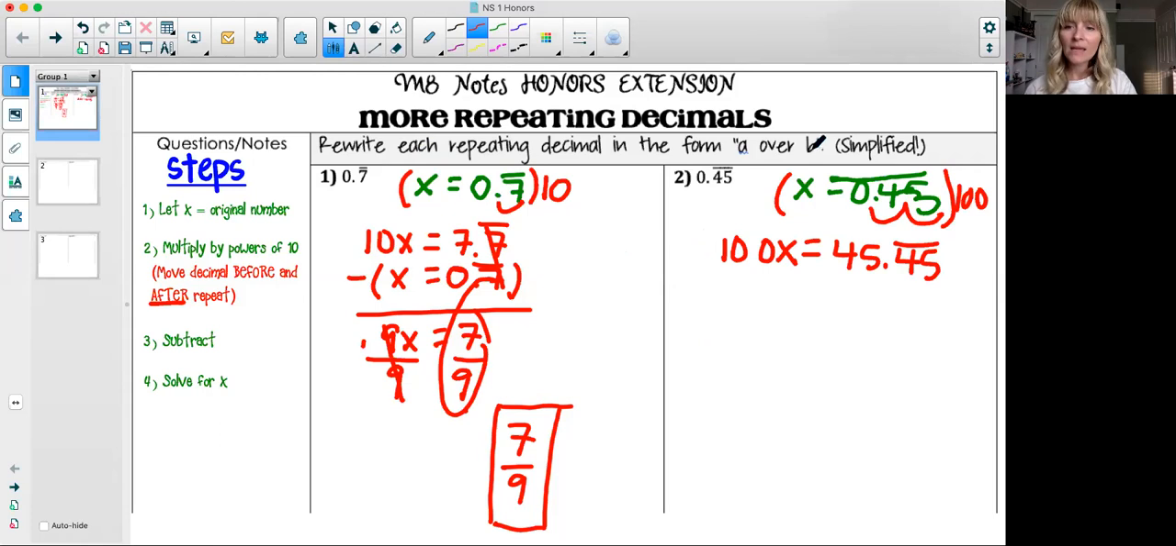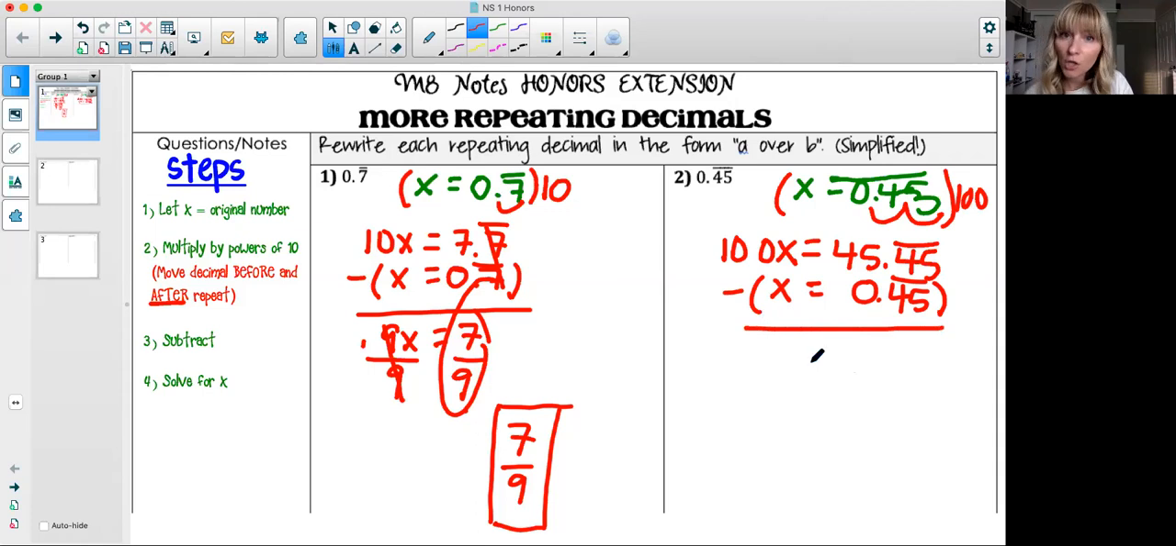45.45 repeating. Now again on this one, because the repeat started right at the tenths place, this one already had an expression for me. The original number put the decimal right before the repeat. This setup right here, when you subtract, you need your repeating parts to cancel. If they don't, then you didn't multiply by the correct power of 10 somewhere, or maybe you didn't do it enough times. When you do this subtraction piece, these repeats need to cancel. That's the only way you'll get your form A over B.